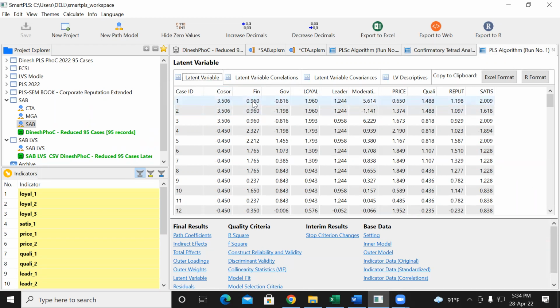For finance, you get one value that is between -3 and +3. We call it standardized: standard deviation 1, mean value 0, with a normal distribution approximation. Can you see this one? These values, again, you can get into a model and try tetrad analysis again for these ones. Are you clear?